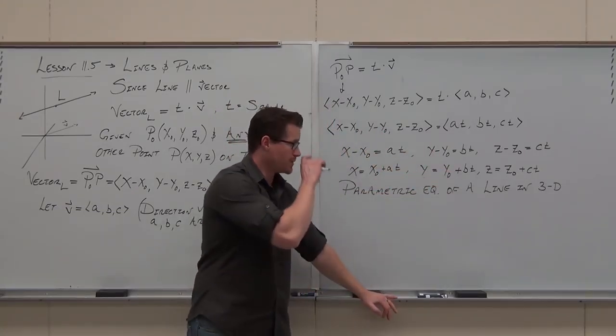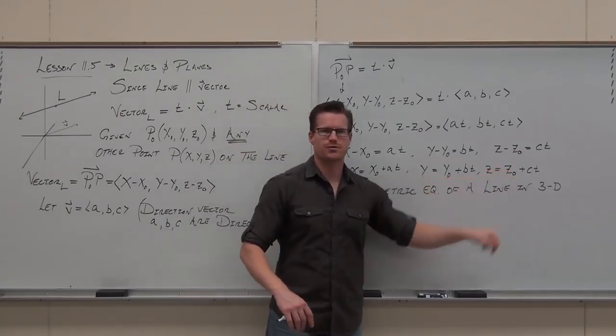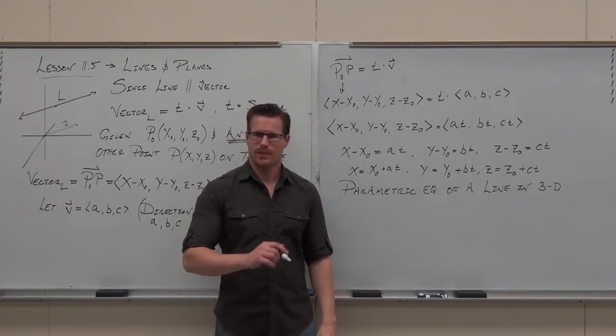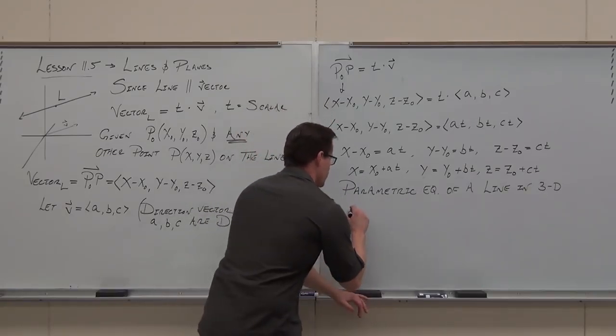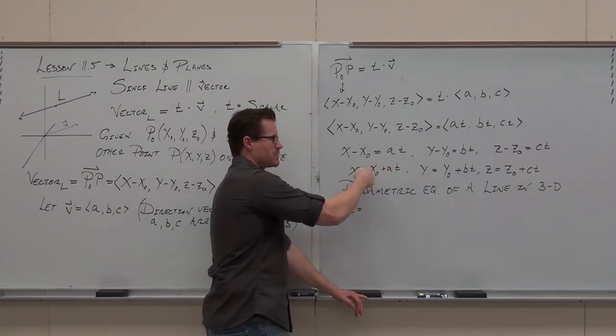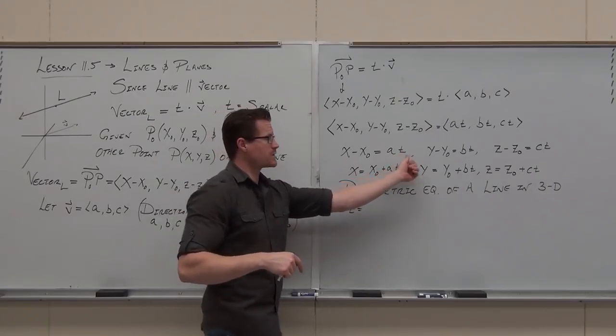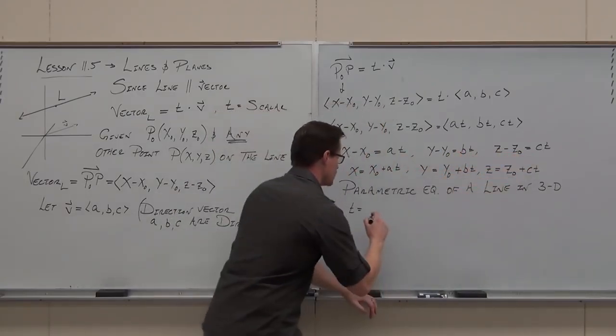Now here's my next question. Since it's the same t, can you solve each of these for t? Yes. Let's try that. I'm going to do it real quick. So t equals x minus x0 over a. You could actually do it from here. This is probably easier. Solve for t here, here, and here.